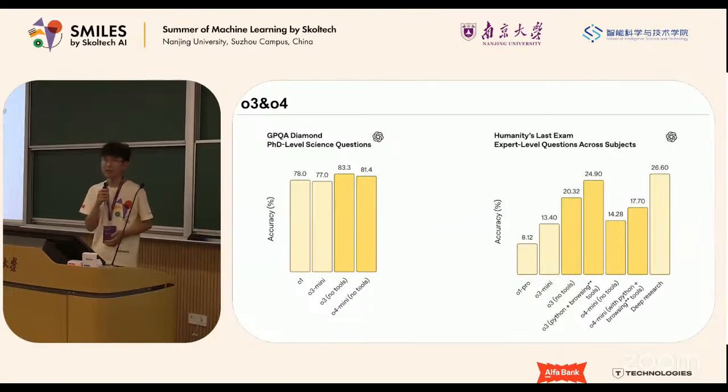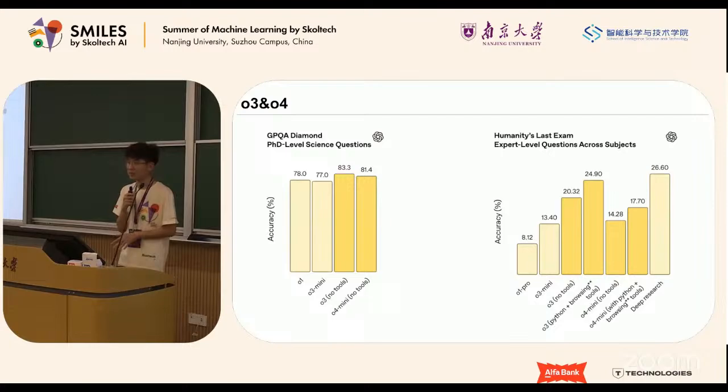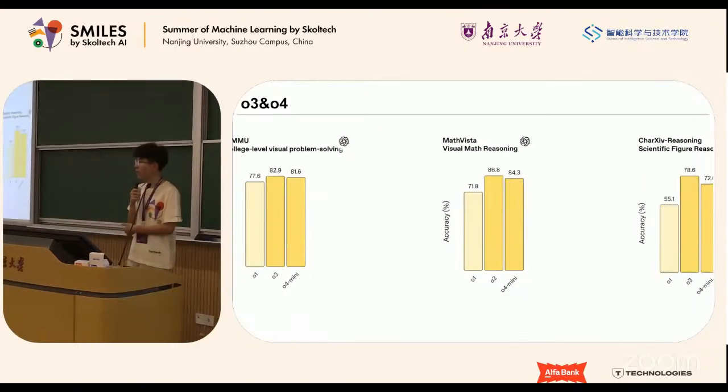On PhD-level science, O3 and O4 mini maintain strong performance. O3 achieved 20.3% on Humanity's Last Exam, HLE, a benchmark of expert-level questions across diverse subjects, which is very, very difficult. We can see obvious improvements for O3 models, while the deep research version reaches 26.6%.